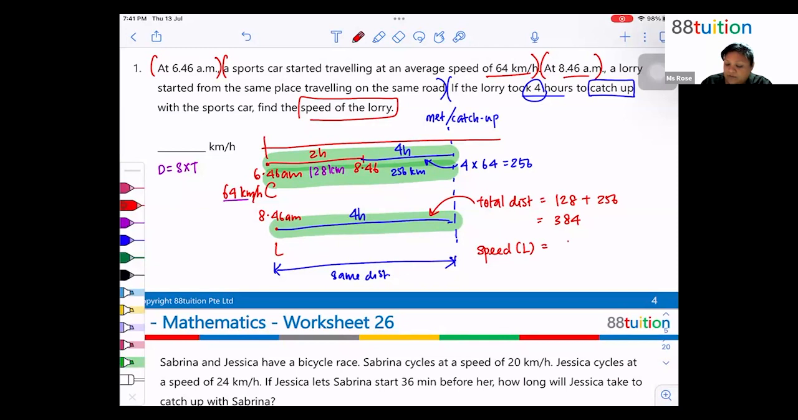So distance divided by time gives me 96 kilometers per hour. Okay, Pranati, well done.